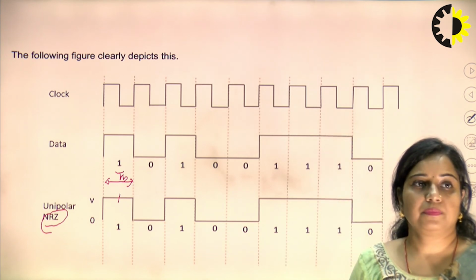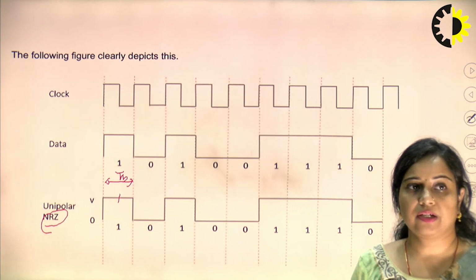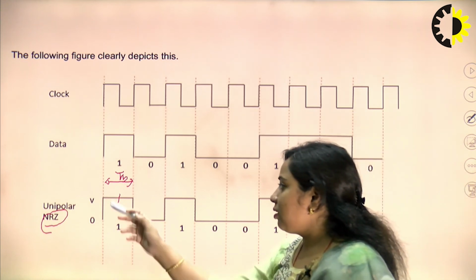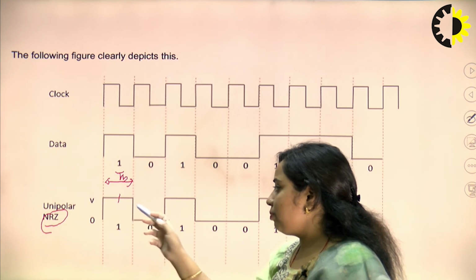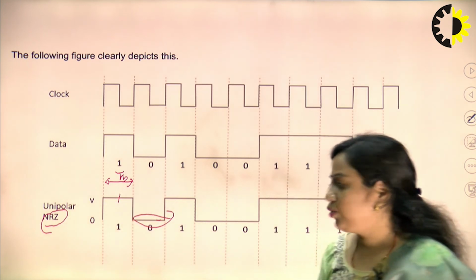After the half bit duration, if the signal again comes to the 0 origin, then that is known as return to 0, and when it does not come to the origin after half bit duration, then that is known as NRZ. So, that is the case of unipolar NRZ, like for bit 1 you are transmitting voltage V, and for 0 you are transmitting 0 volt. So, that is the unipolar NRZ.